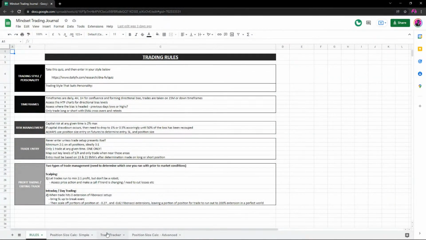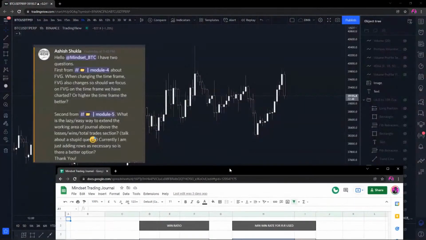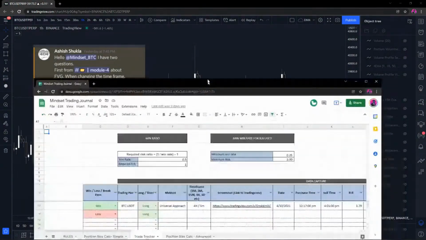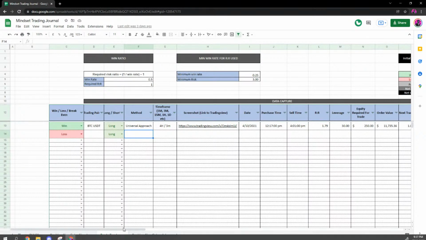So look, down here, we've got a trade tracker through here. And I think your question talked about the working area of the journal. Okay, yep. So it's this section. So yeah, all I do is this. All through here, you can see that it's formatted. That's obviously a manual input. Then you've got the universal approach, as we've talked about. Sorry, the method that you would enter and the time frame. So that's 4 hour, 3 minute. The one we looked at would be universal approach, 6 hour, 5 minute. There's your screenshot, just for anyone who hasn't seen this, and then your date, purchase time, risk to reward, etc., etc.